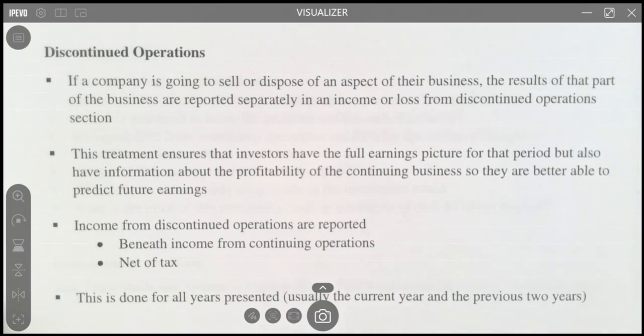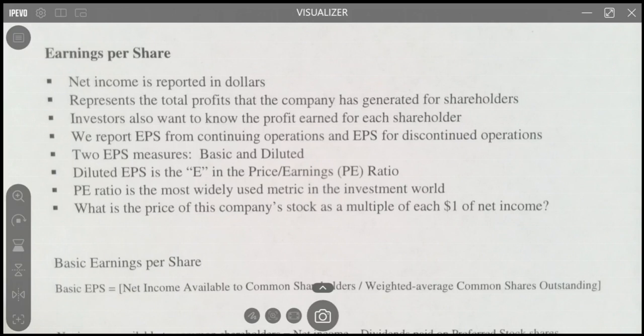Now go a few pages forward in your notes and you'll see the earnings per share discussion in general. Earnings per share is also presented on the income statement. Net income is reported in dollars. It represents the total profits that the company has generated for shareholders, even after income tax. Investors will also want to know that profit earned for each shareholder. We want earnings per share from continuing operations and earnings per share for the discontinued operations as well, when there are discontinued operations.